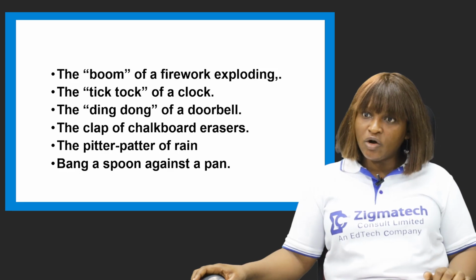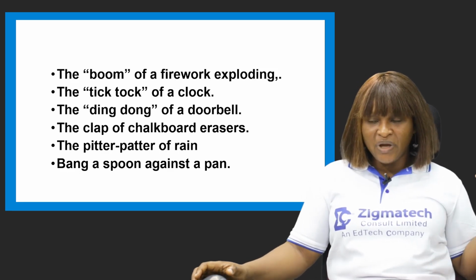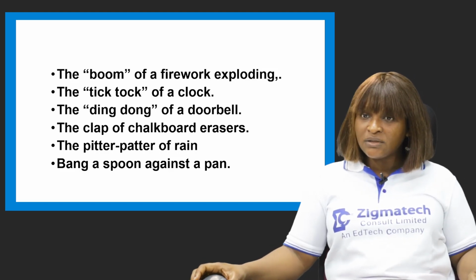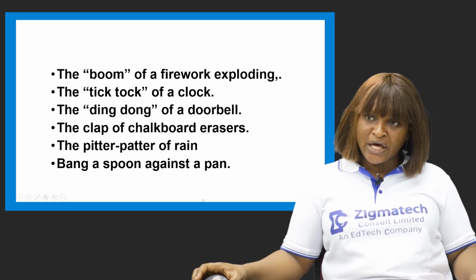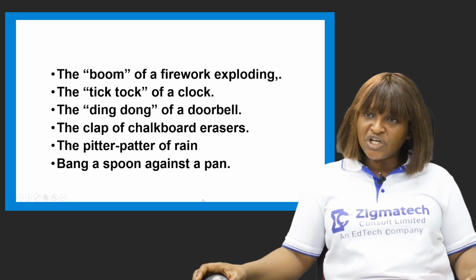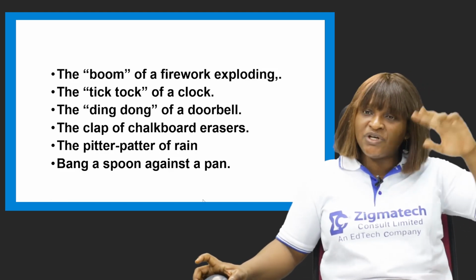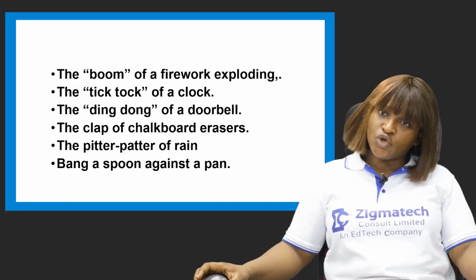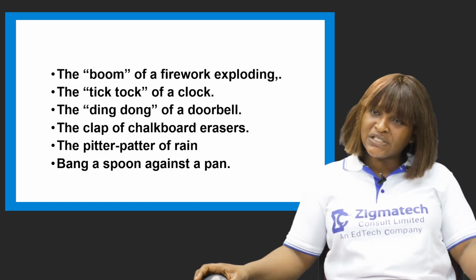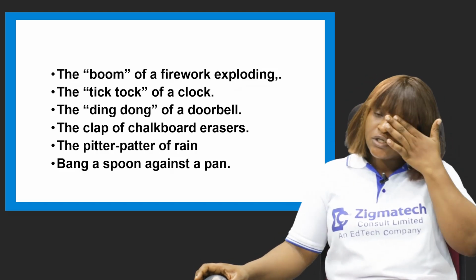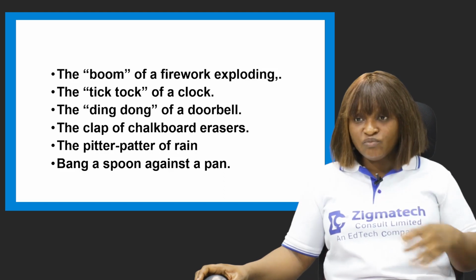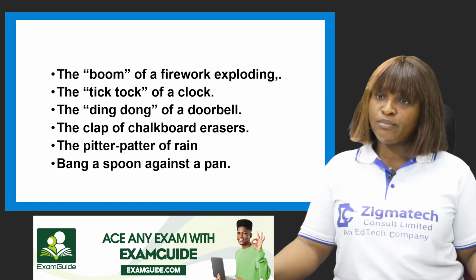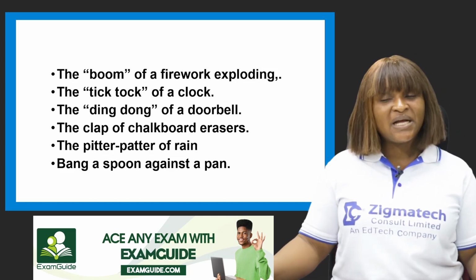Then we have the ding-dong of the doorbell. Once the doorbell is pressed, back in the days when people have the doorbells, you hear ding dong, ding dong. So that's the bell making the sound. So everybody knows it's the bell. The attention of everybody goes to the bell, that someone is at the door. So what onomatopoeia actually does is to pass a message of using sound to deduce what is being called for or looked out for. You have the clap of chalkboard eraser, then the pitter-patter of the rain.